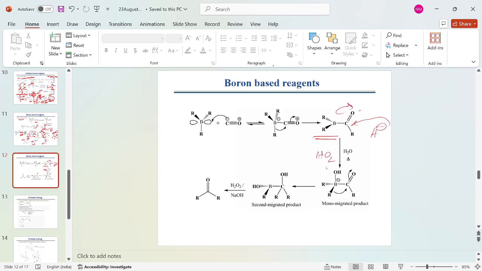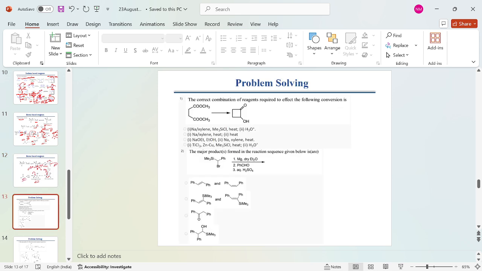So that H2O will react with the boron and this negative charge will form tetra-coordinated boron. Now to neutralize the system, this migration happens and gives this alcohol. So after treatment with H2O2, this will form a dialcohol R, C, R, OH, and further liberation of water gives this ketone.